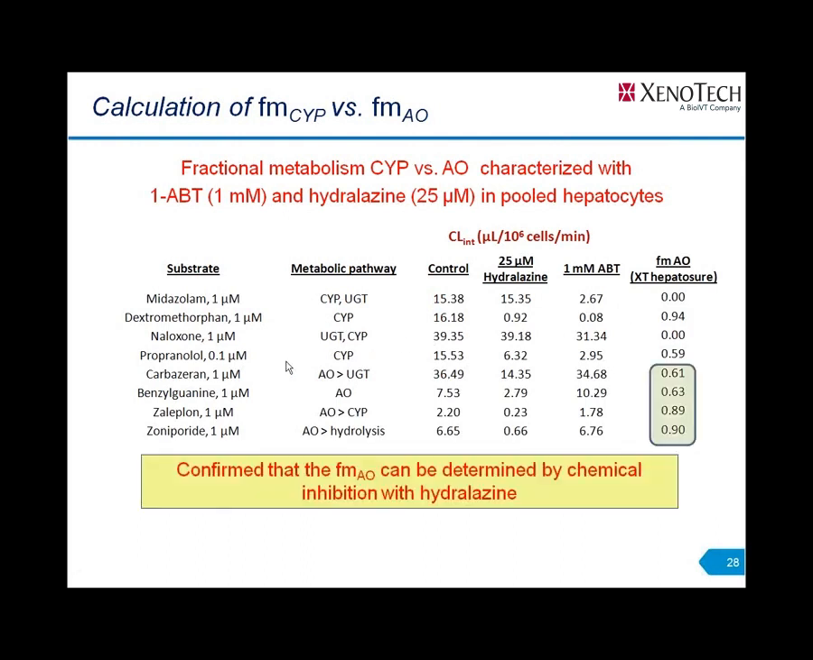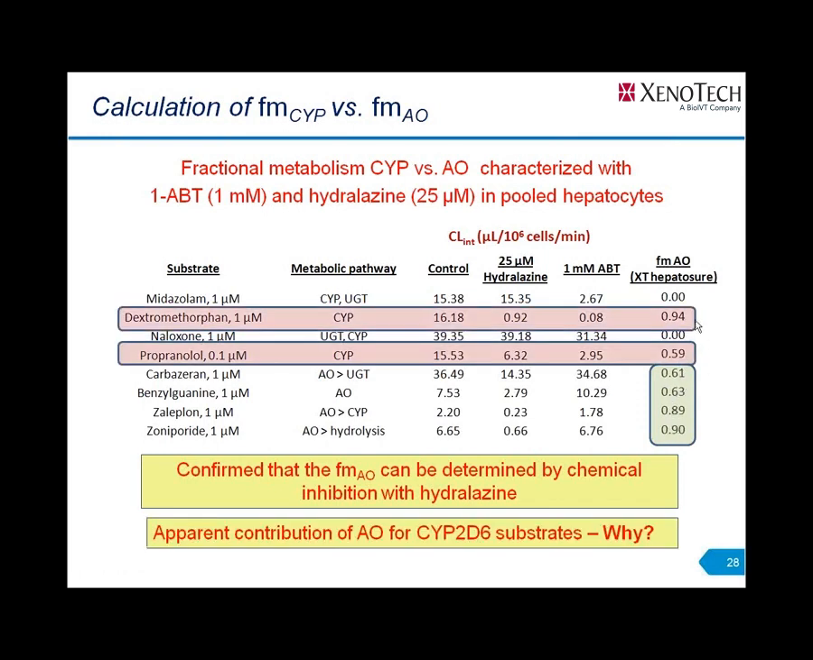And you can see here that for substrates that we know are metabolized by AO, such as carbazeran, benzylguanine, zaleplon, zaniparide, we actually confirm contribution from AO towards the metabolism, in that once we dosed with hydralazine, the intrinsic clearance actually went down quite a bit. And we see that reflected here as a FM value.